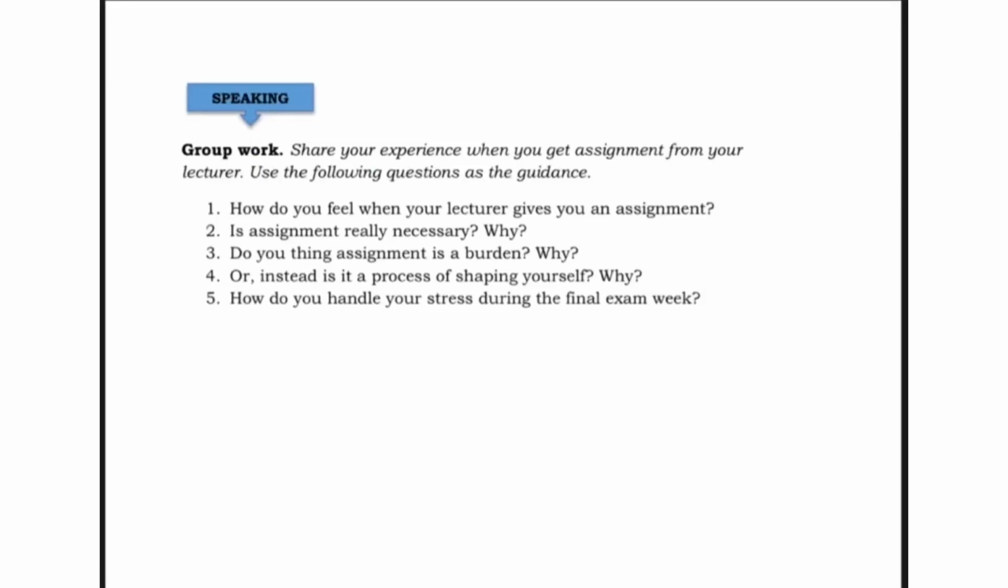Share your experience when you get an assignment from your lecturer. Use the following questions as guidance. Number 1. How do you feel when your lecturer gives you an assignment? Number 2. Is assignment really necessary? Why? Number 3. Do you think assignment is a burden? Why? Number 4. Or instead, is it a process of shaping yourself? Why? Number 5. How do you handle your stress during the final exam week?